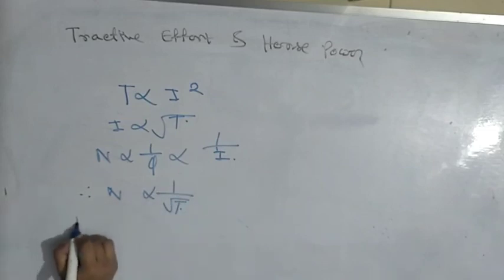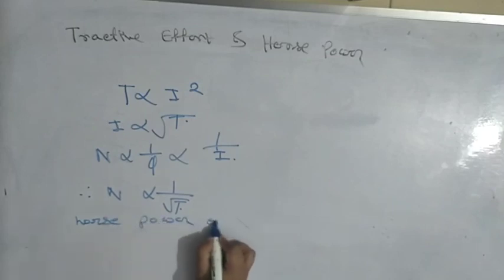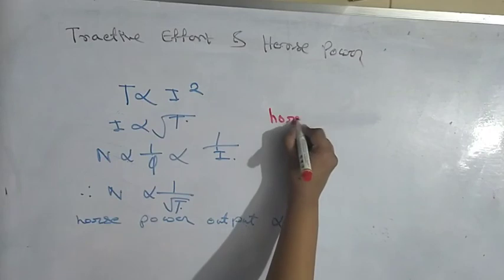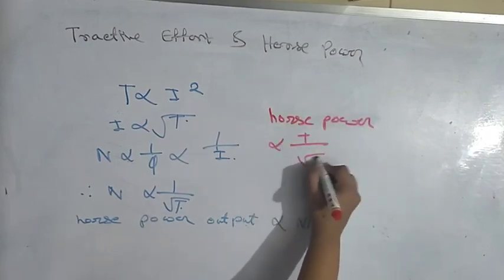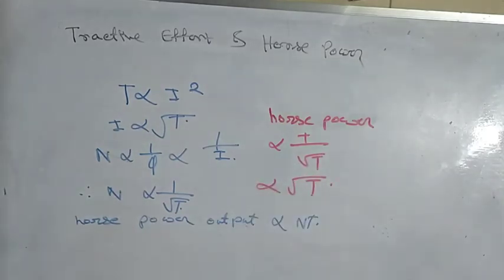Now, horsepower output is proportional to N into T, or horsepower is proportional to T by root T, or it is proportional to root T. That is, the power taken from the supply is proportional to square root of the torque. And the same relation holds good in case of AC series motor.